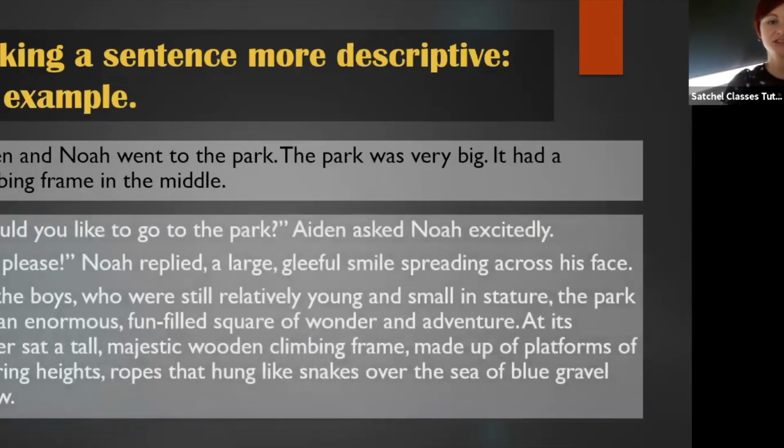So this is just an example of making a sentence more descriptive. Aidan and Noah went to the park. The park was very big. It had a climbing frame in the middle. That is just a very basic sentence. It's very easy to understand. It's telling you what is going on, but it doesn't give you any detail about what the climbing frame looks like, how they decided to go to the park or anything like that. It doesn't give you anything really. It is just a standard sentence.